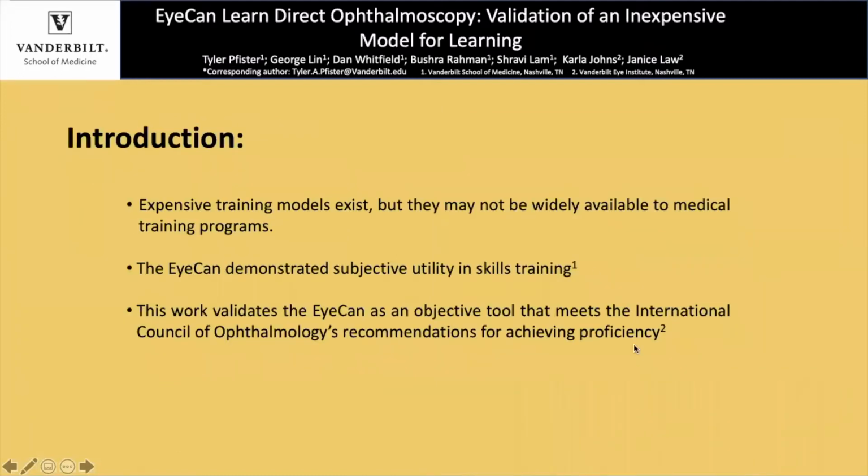For introduction, training models do exist for learning direct ophthalmoscopy, but they're often very expensive, and this can be limiting to a lot of medical training programs. Instead, what we started doing at Vanderbilt is we designed an EyeCan out of a simple film canister that can be used for training, and it's well received by students.